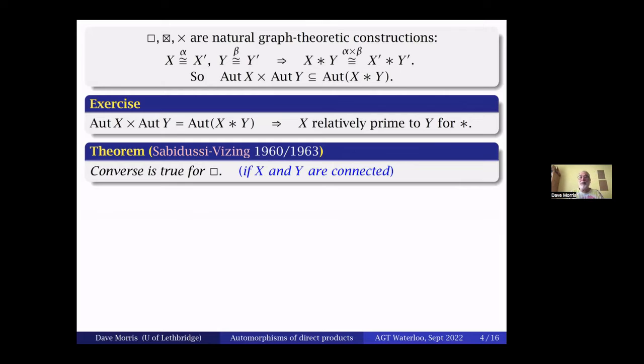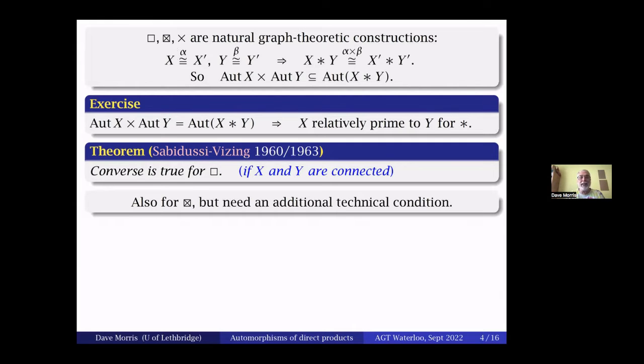Yes, we have to assume X and Y are connected. Otherwise, like I said before, things are completely different in the disconnected case. Actually, the same is also true for other products. There are lots of products people could consider and do consider. I've talked about the Cartesian product. There's also the strong product. The converse is also true for the strong product, except that there you need another technical condition. I'm not going to tell you what the condition is now, but we'll see it later because it's going to come up later in the talk.